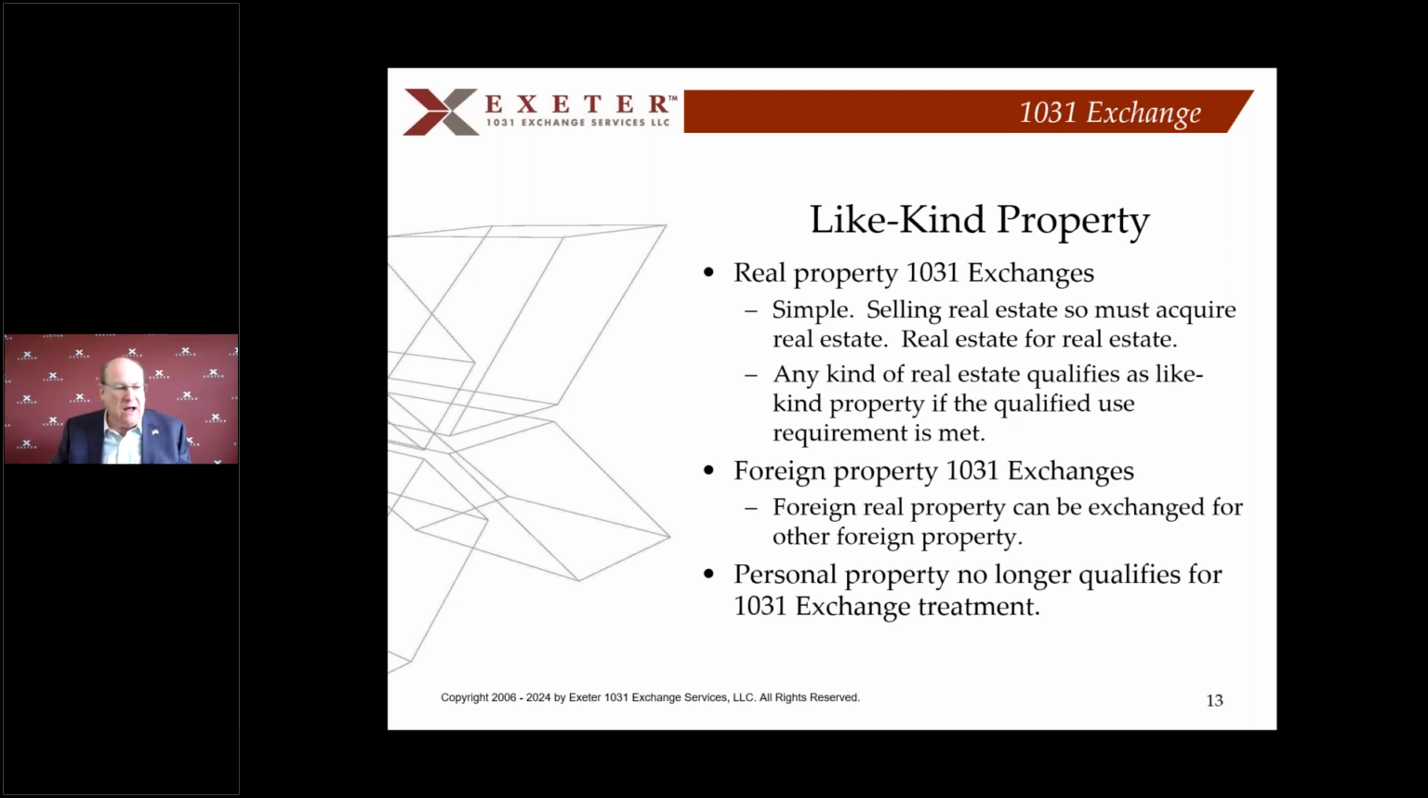And there's still a lot of misinformation out there. There's a lot of websites that actually will say things like-kind means if you sell a condo, you have to buy a condo. If you sell apartments, you have to buy apartments. That is not true. Like-kind is very simple. Like-kind means you are selling real estate, you have to buy real estate. It's as simple as that.